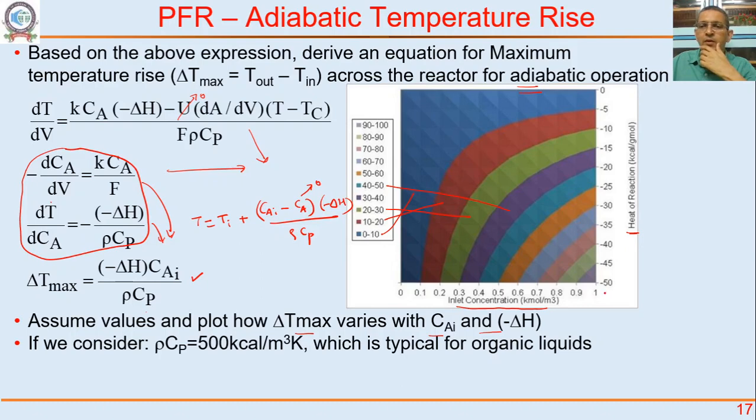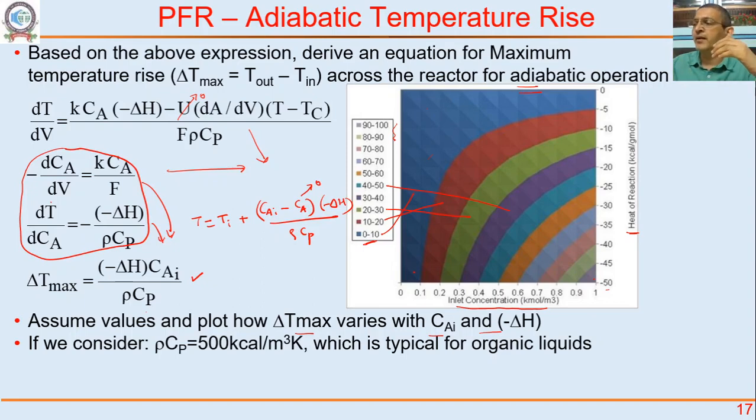So if our inlet concentration is 1, if our heat of reaction is minus 50, we get a maximum adiabatic temperature rise of something like 90 to 100. Whereas if your reaction is small, if our inlet concentration is small, if our heat of reaction is small, we get a very small temperature rise. So we use these expressions, these kinds of charts, to quickly assess what is going to be the maximum temperature rise.